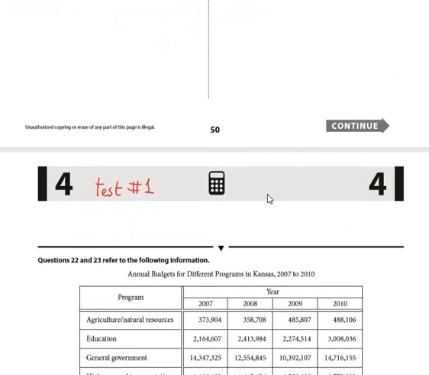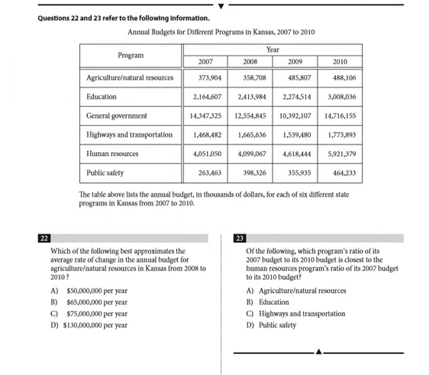Question number 22. Which of the following best approximates the average rate of change in the annual budget for agriculture, natural resources in Kansas from 2008 to 2010? We are interested in finding the average rate of change of this horizontal group. Average rate of change means slope. And slope can be found using delta y over delta x.